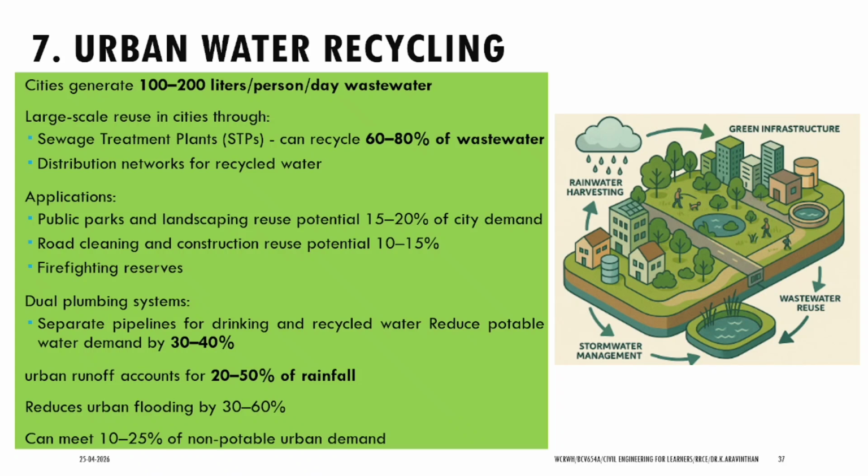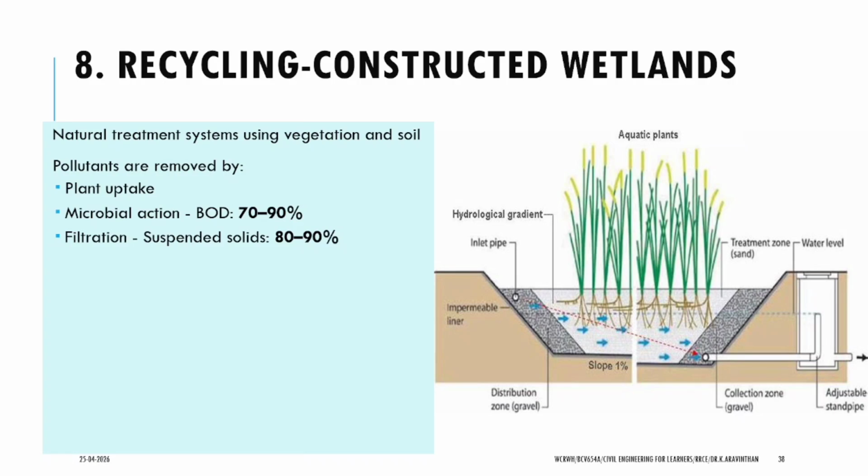And the storm water reduces urban flooding by 30 to 60 percent. If you collect this water efficiently during any rainfall, there will be no rainwater stagnation and there will be free traffic movement. This can meet 10 to 20 percent of non-potable urban demand. Then the last one, recycling: constructed wetlands.